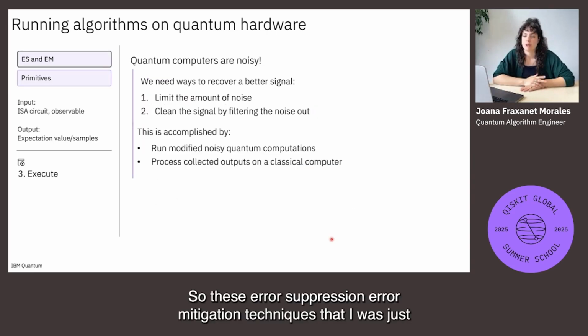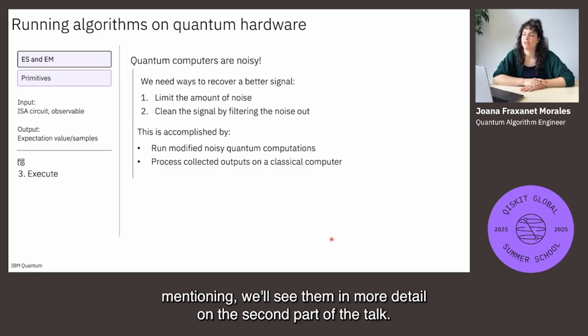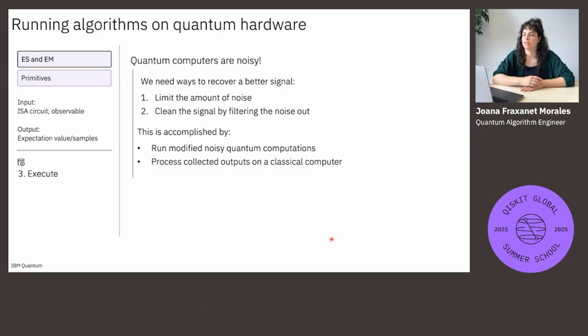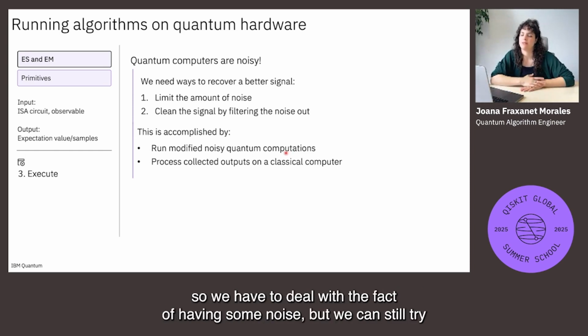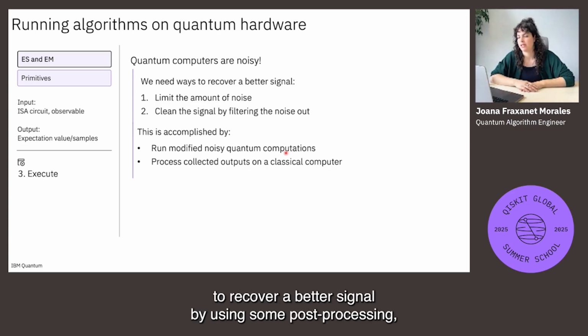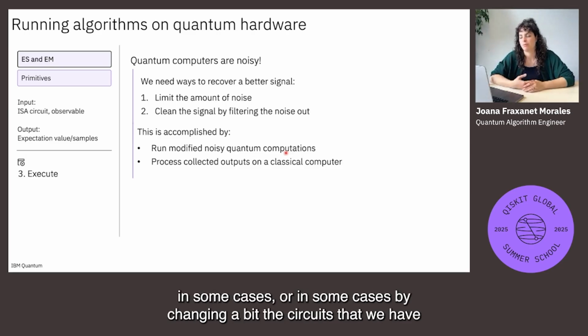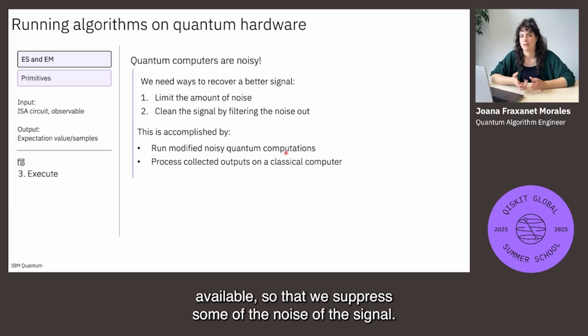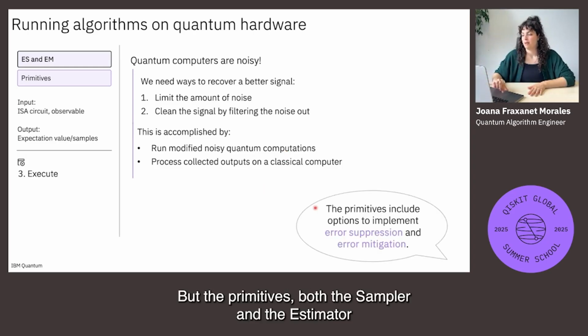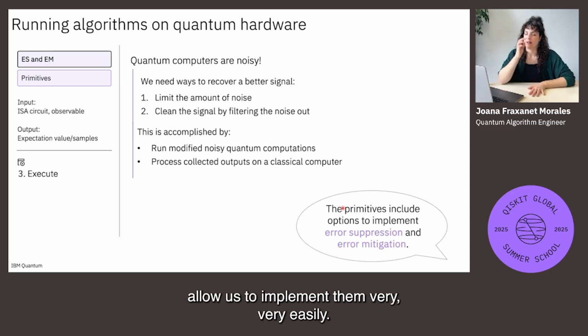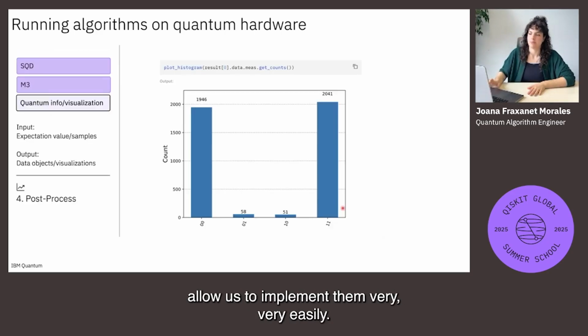So these error suppression, error mitigation techniques that I was just mentioning, we'll see them in more detail in the second part of the talk. But the idea here is that we know that we don't have error correction yet, so we have to deal with the fact of having some noise, but we can still try to recover a better signal by using some post-processing in some cases, or in some cases by changing a bit the circuits that we have available so that we suppress some of the noise of the signal. As I said, we're going to see this in detail later. But the primitives, both the sampler and the estimator, allow us to implement them very, very easily.